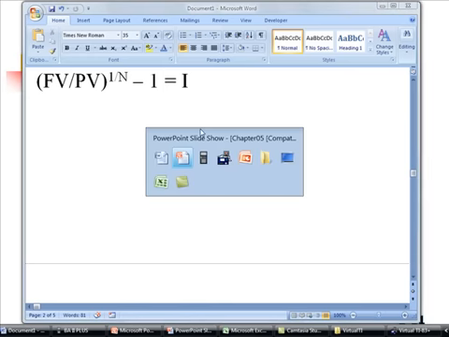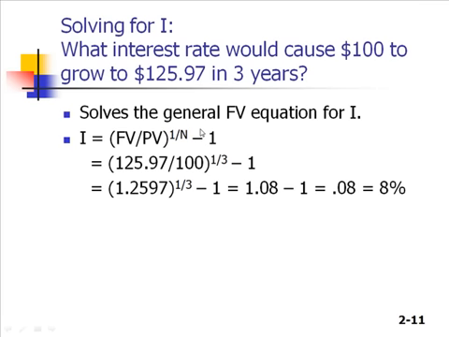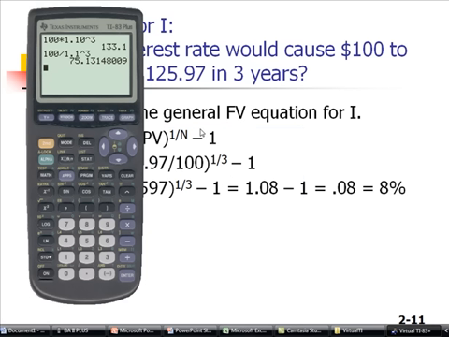How do we do that on a calculator? Well, we'll go ahead and do this on a graphing calculator first. We'll take 125.97 divided by 100, because that's future value over present value. Then we're going to raise that to the power of 1/3, and then we're going to subtract 1. And we get basically 8%.